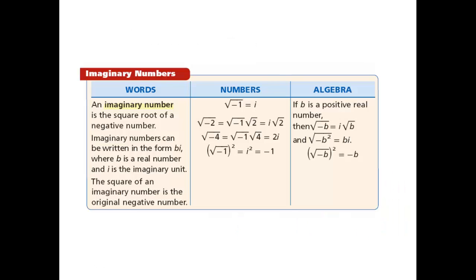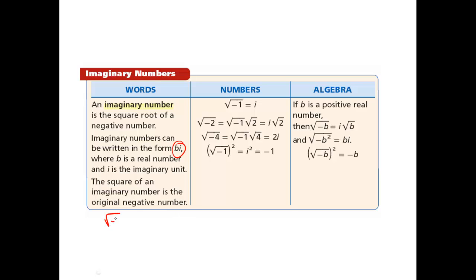And here we have just 3 different ways to talk about imaginary numbers. Okay, so the words, it's the square root of negative, depending on what the number is. Usually whatever the number is comes first, like we wrote 3i or 6i. b is the real number, i is the imaginary number. The square of the imaginary number is the original negative number.